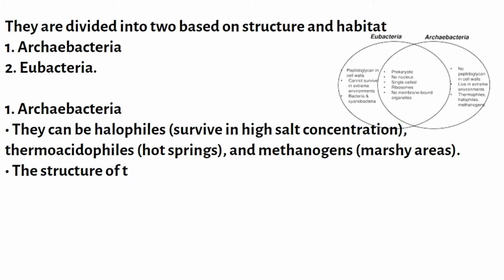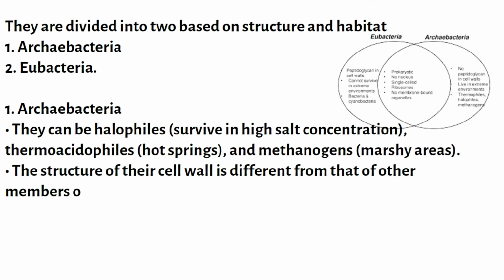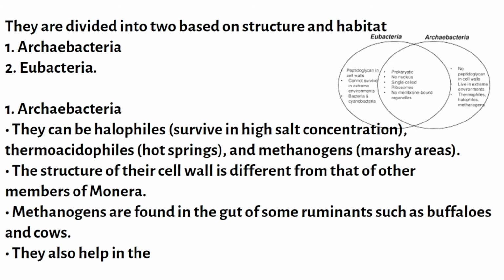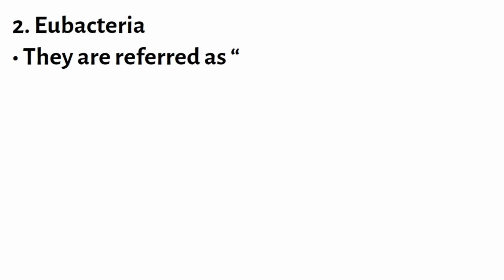The structure of their cell wall is different from that of other members of Monera. Methanogens are found in the gut of some ruminants such as buffaloes and cows. They also help in the production of biogas. 2. Eubacteria. They are referred to as true bacteria.